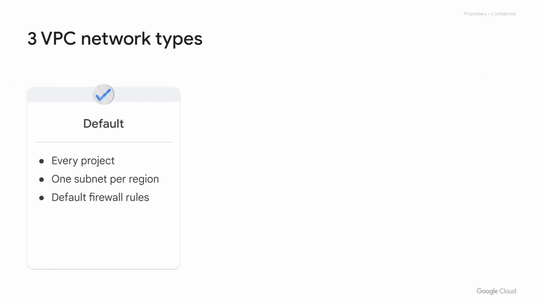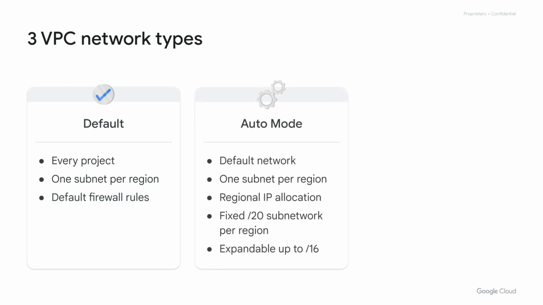Every project is provided with a default VPC network with preset subnets and firewall rules. Specifically, a subnet is allocated for each region with non-overlapping CIDR blocks and firewall rules that allow ingress traffic for ICMP, RDP, and SSH from anywhere, as well as ingress traffic from within the default network for all protocols and ports. In an auto mode network, one subnet from each region is automatically created within it. The default network is actually an auto mode network.